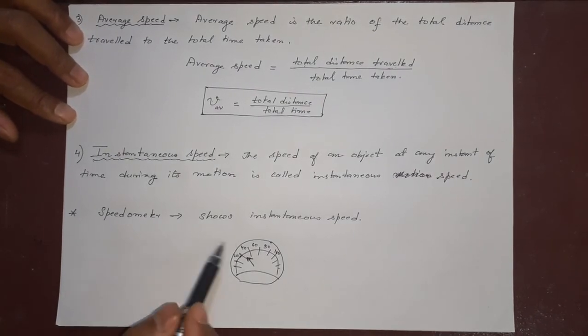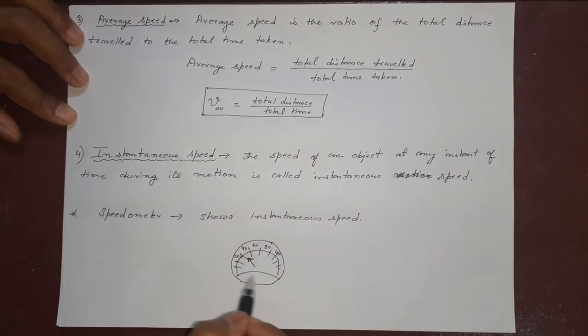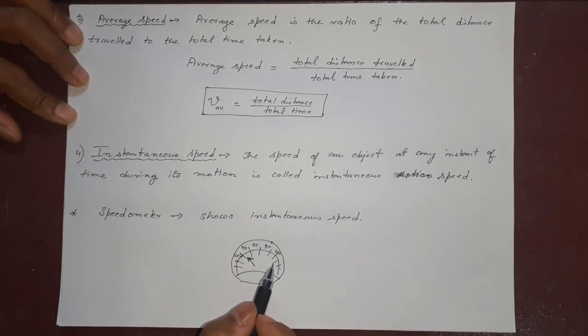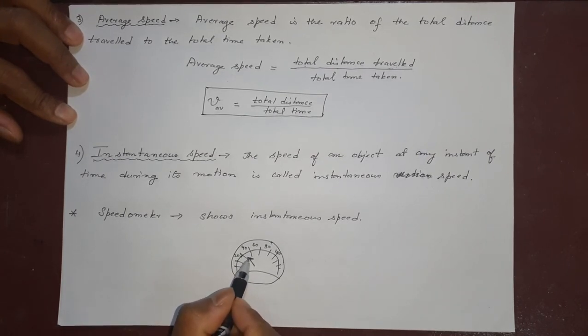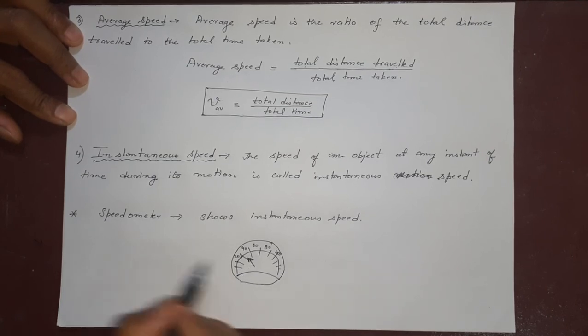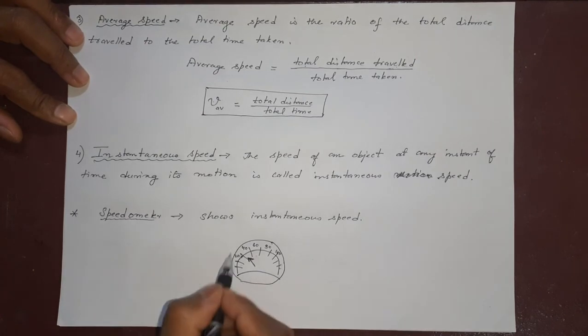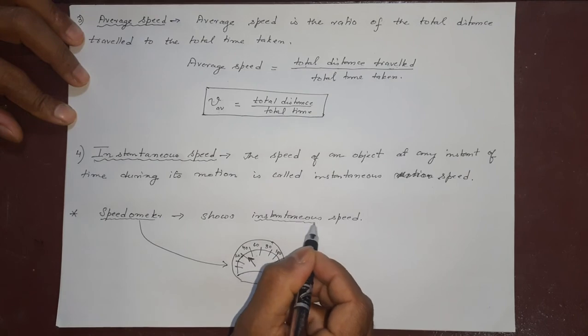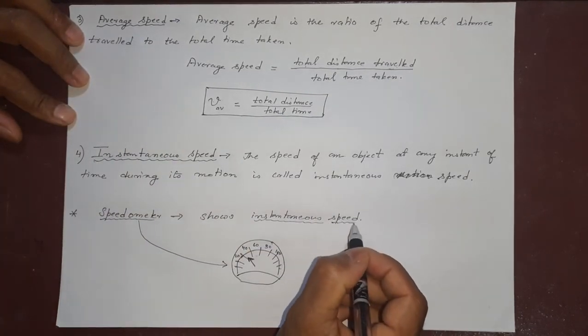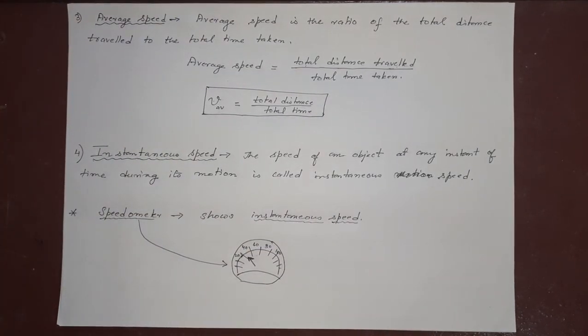The example is very easy. You have seen vehicles, cars, bikes. A speedometer is there between the handle of the bike or scooter, or in the car near the steering wheel. You see it showing the speed all the time, like 40, 60, 20. That means at that particular time, whatever speed it shows, this is called a speedometer. A speedometer shows instantaneous speed, not average speed. So this is the example. The unit is the same, meter per second, because it is also speed.